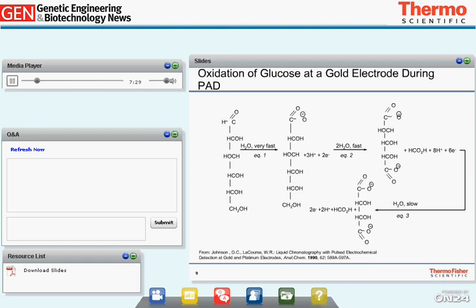This detector does not oxidize all of the carbohydrate present. In fact, it only oxidizes about 1% or a maximum of a few percent of carbohydrates. It is therefore compatible with preparative chromatography and with hyphenation techniques like mass spectrometry, since 90 to 99% of the material will be left intact.